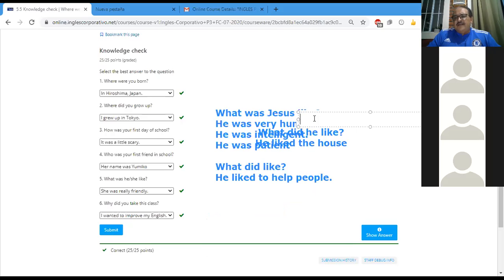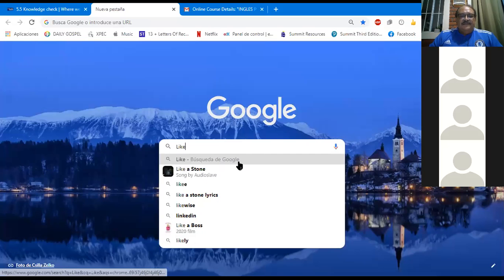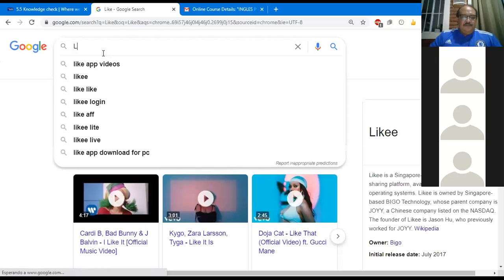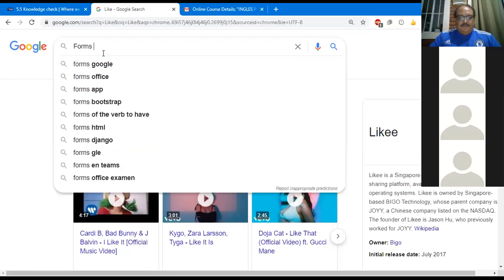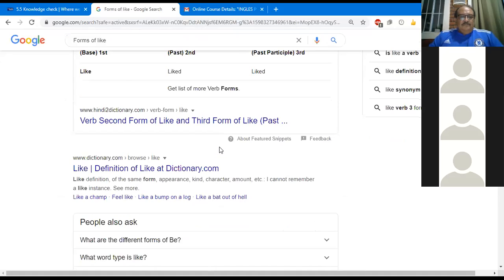Okay. Yes, it's about practice. The best thing is, there are other more grammatical explanations, like what is a noun, what is a verb, and all that, going through all the forms that like has. For example, I don't know if... Let's see if we can find something. Let's see, probably forms of like. A dictionary.